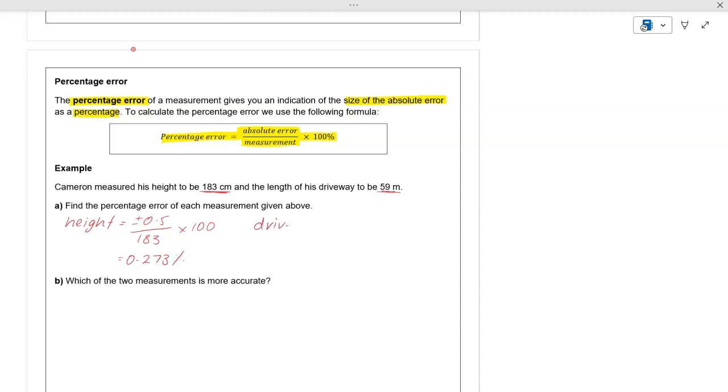Now we're going to do the same thing with the driveway. The driveway is 59 metres, so I'm going to have my precision as being 1 metre, so my error is half of a metre over the original measurement times by 100. And if I type that into my calculator, I get 0.847%.